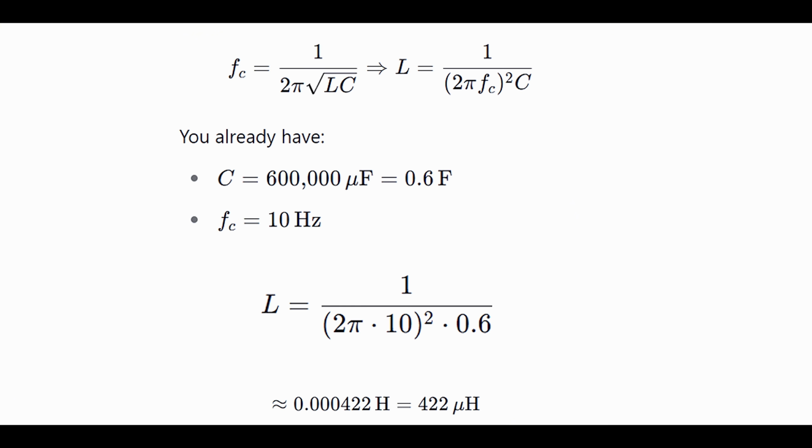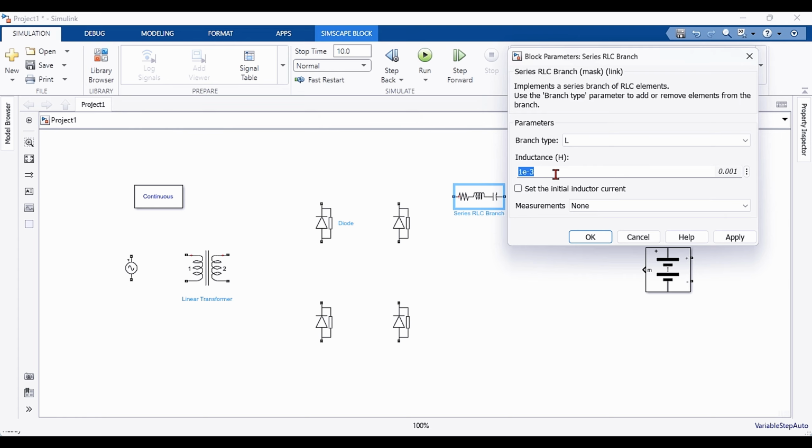Next, use the filter cutoff frequency formula to find the value of L. I have chosen the cutoff frequency as 10 Hz. You can use any value below 50 Hz. Lowering the cutoff frequency will improve the DC output quality, but it will also increase the size of both the inductor and the capacitor. Using bulk inductors and capacitors in practical circuits is not considered good practice, due to cost, size, and efficiency concerns. By putting the values into the formula and performing the calculation, we get L as 422 microhenry. I'll use a slightly higher value.